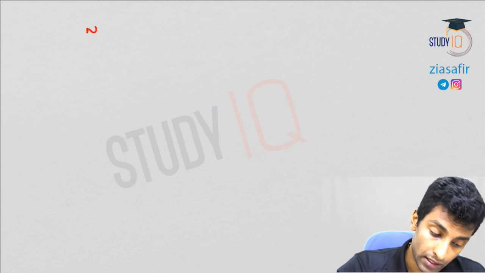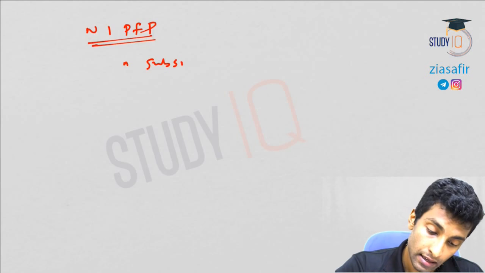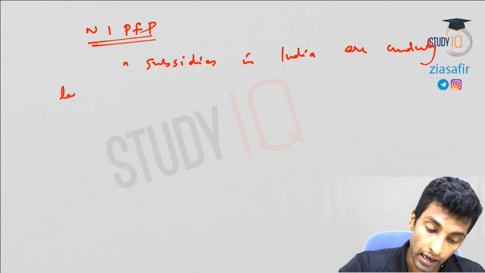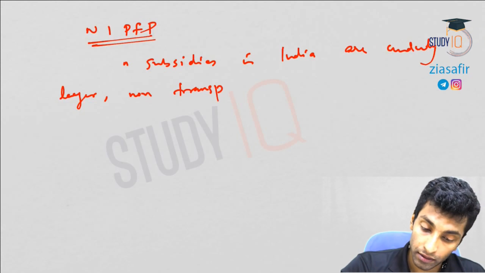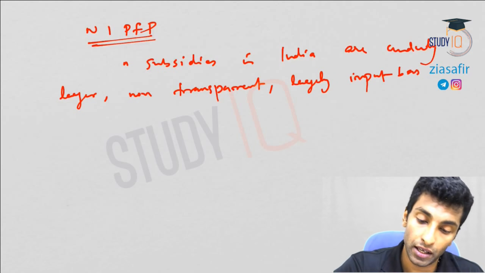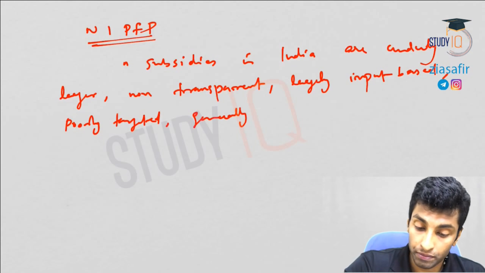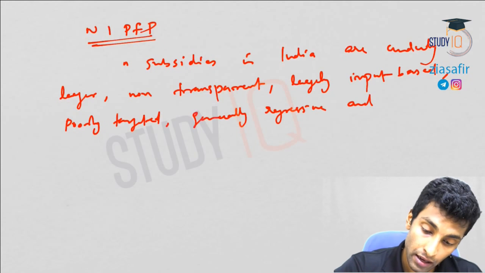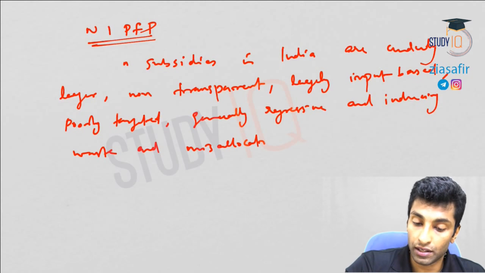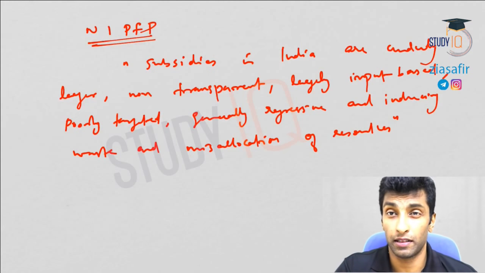Then the National Institute of Public Finance and Policy, NIPFP. There is a statement that you can quote in your essays. Subsidies in India are unduly larger, non-transparent, largely input based, means indirect subsidy, poorly targeted, generally regressive, and inducing waste and misallocation of resources. I've already made it clear regarding resources when we discussed the fertilizer subsidy itself.